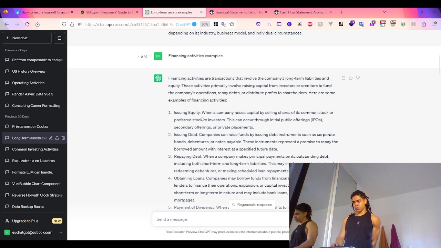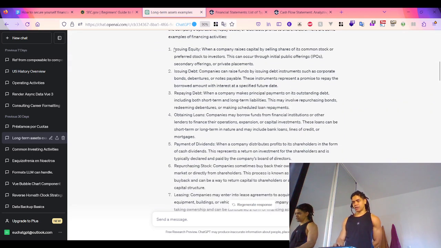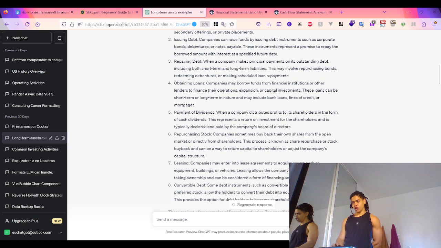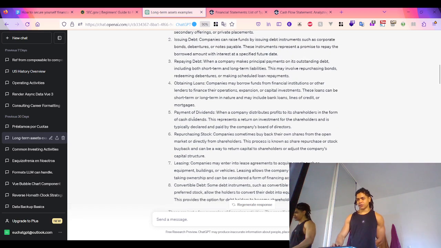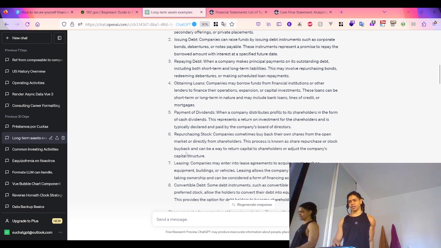Activities involving financing are raising capital from investors or creditors, repaying debt, or distributing profits to shareholders. So here we have issuing equity, issuing debt, repaying debt, obtaining loans, payments of dividends, and repurchasing stocks, which is a form of self-financing.